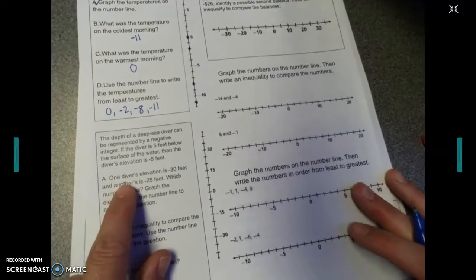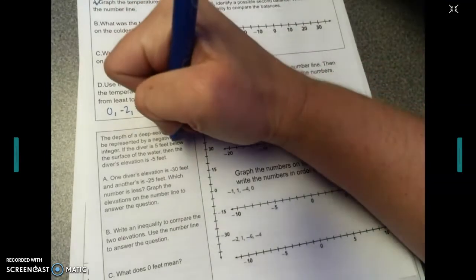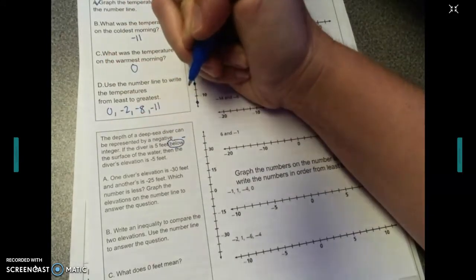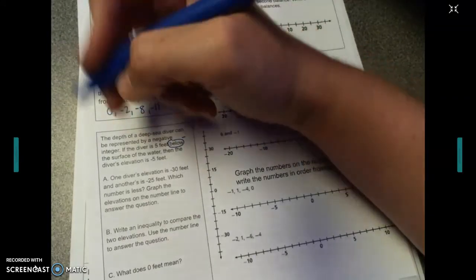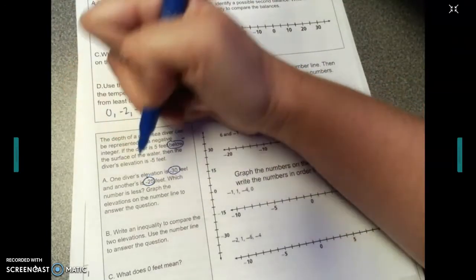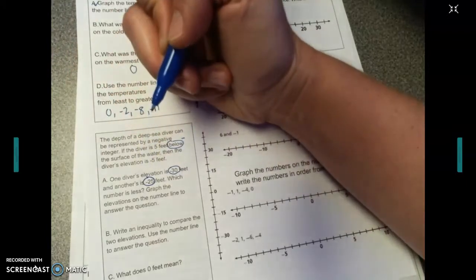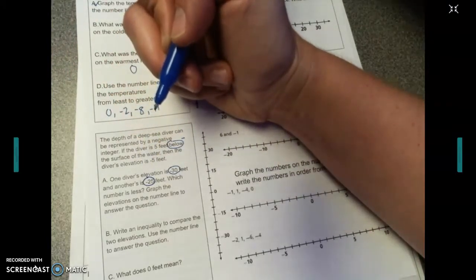We're going to look right here, down here at this little gray box. The depth of a deep sea diver can be represented by a negative integer. If the diver is 5 feet below the surface of the water, then the diver's elevation is -5, because below would be negative. One diver's elevation is -30 feet. The other's is -25. Which number is less? Graph the elevations on a number line to answer the question.